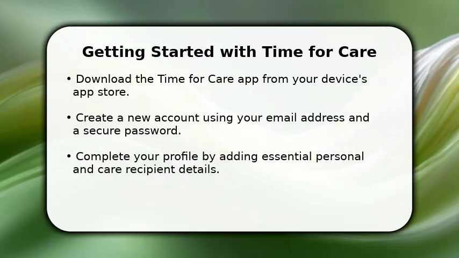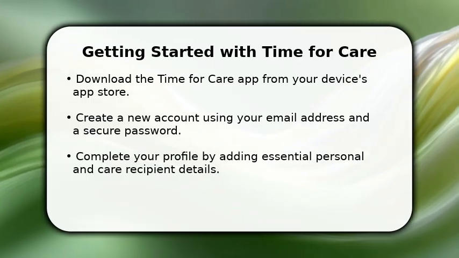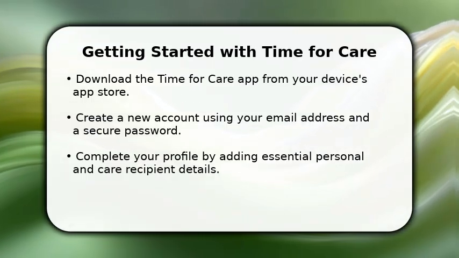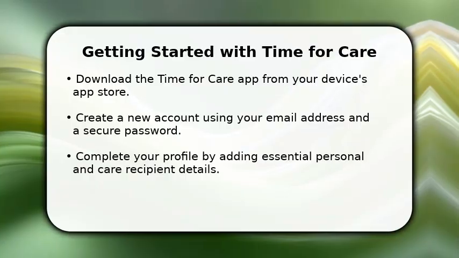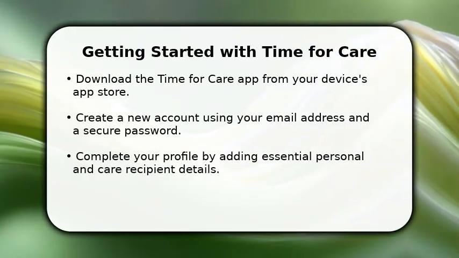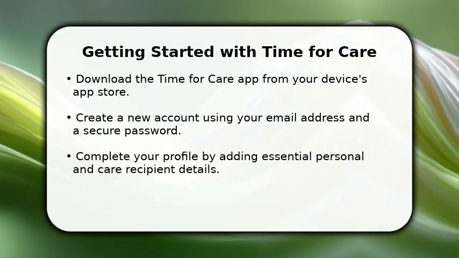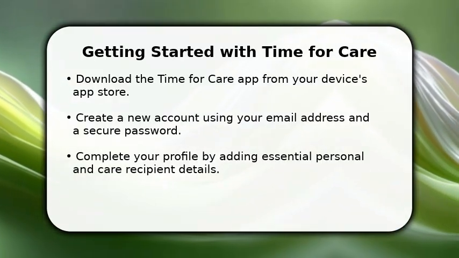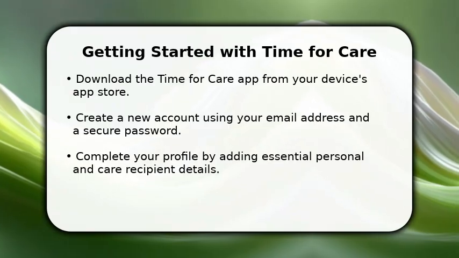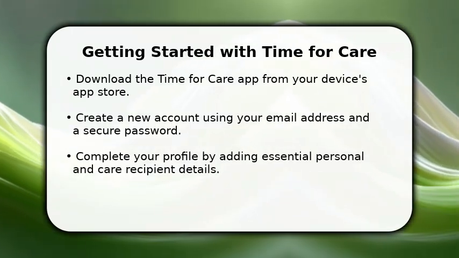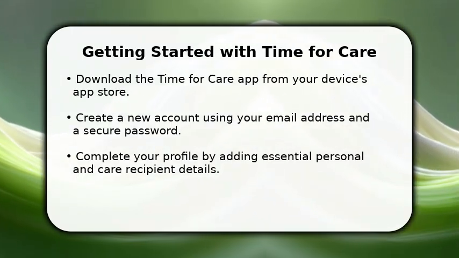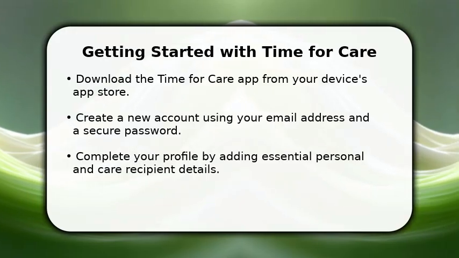In this video, I will explain how to use the Time for Care app. First, download the app from your preferred app store, whether it's the Apple App Store or Google Play. Once installed, open it and create a new account using your email and a strong password. Then, take a moment to complete your profile, adding important details about yourself and the person you are caring for. This ensures the app is tailored to your specific needs.